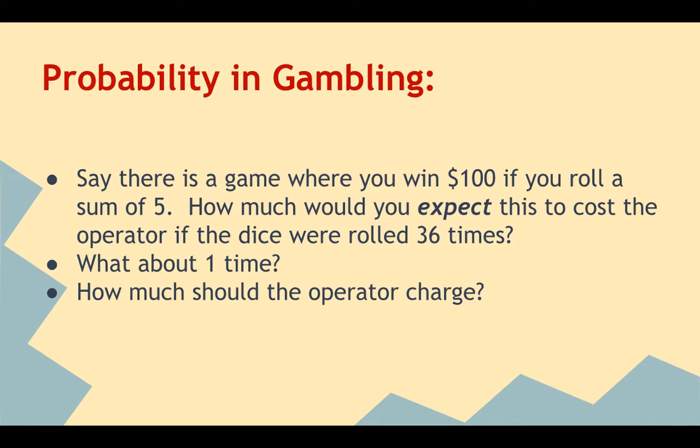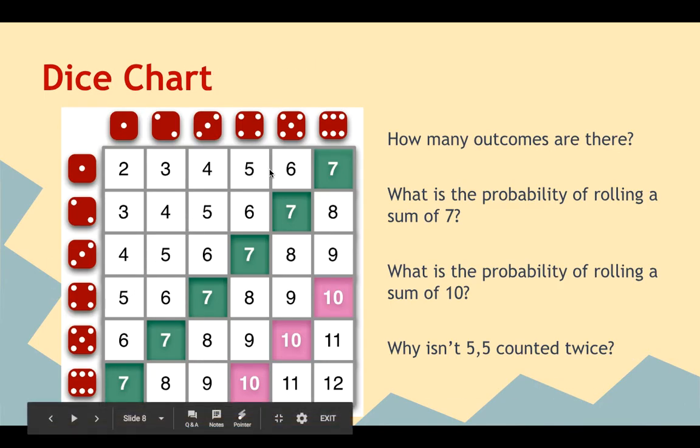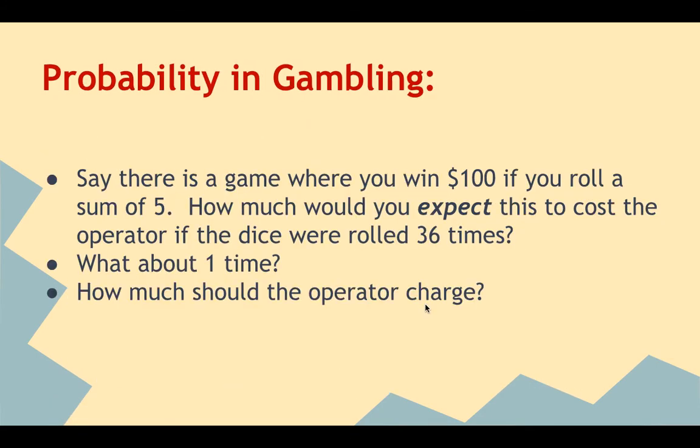So here's a question that is kind of interesting to ask, and it's based on that idea of rolling the two dice that we just talked about. So if you win, if you roll a sum of 5, and so you can go back to the table, you can see those really 4 outcomes for rolling a 5 out of 36. But the question is, how much would you expect this to cost the person giving out the $100 every time a 5 is rolled, if it was rolled 36 times? And then the question is one time.